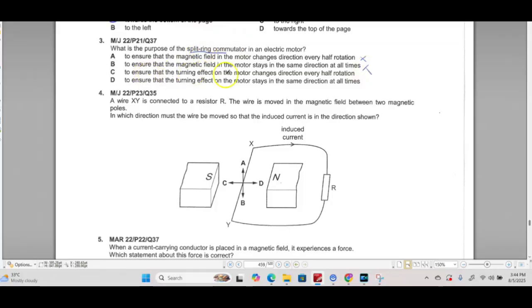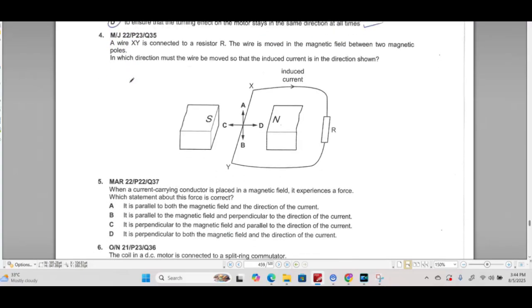To ensure that the turning effect on the motor changes direction every half rotation. No, the direction has to stay the same. So to ensure that the turning effect on the motor stays in the same direction at all times, this is the correct option. So D is our correct option.